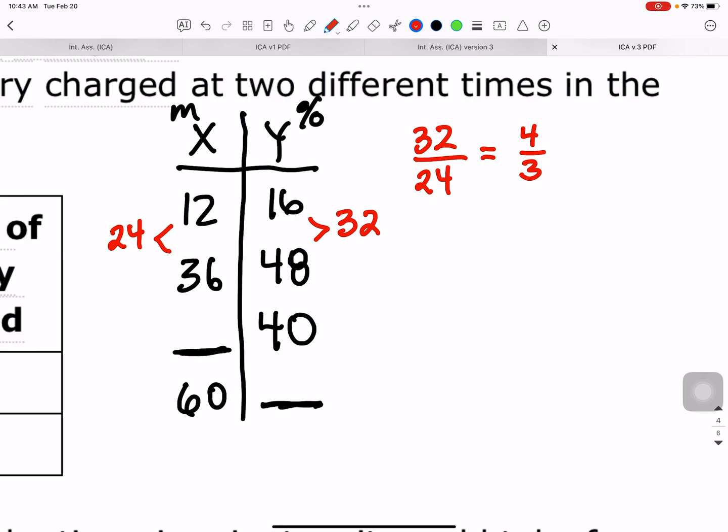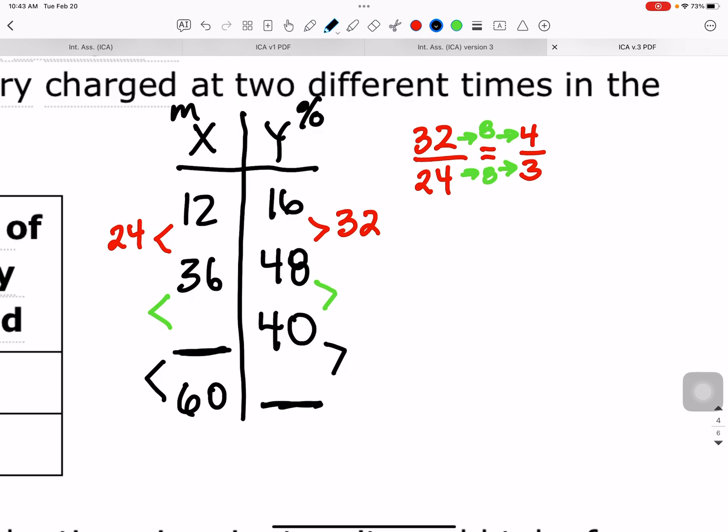But 32 over 24 is the same thing. Notice I took an 8 out of both of these guys. I made it 8 times smaller. That's how I got there. Okay. So if these are all going to be in the straight line, all of these fractions from there to there and there to there, all the slopes have to be the same. They all have to be 4/3.